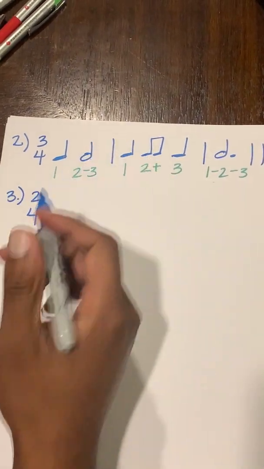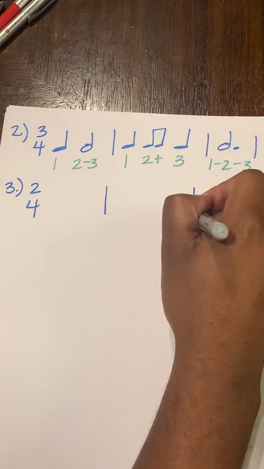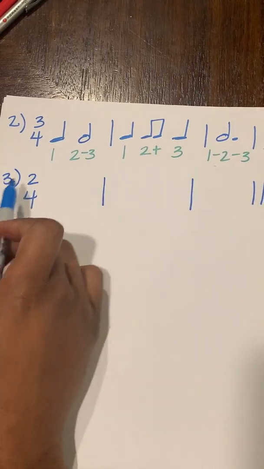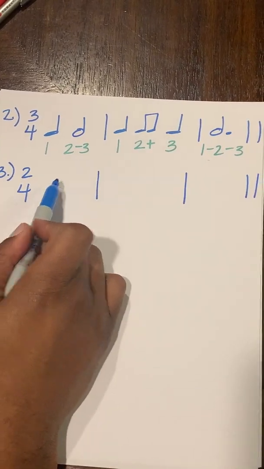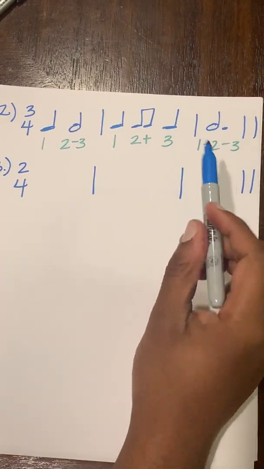This time we are in 2/4. The time signature lets us know that there will be only 2 beats in each of these measures.